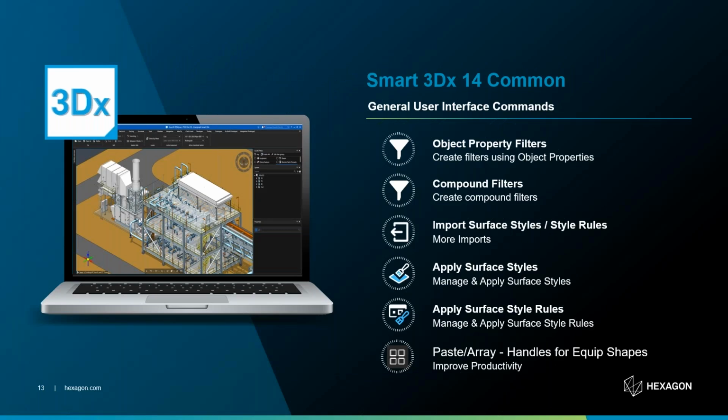Okay, let's have a look into some of the features that have been added to the new user interface. In common functions, I have highlighted a few common commands that will help you to fine-tune your workspace filters. Also, you will be able to use surface styles and surface style rules for easily identifying items. We have also added a paste array function, rectangular and polar, and we have added handles to easily modify the equipment shapes.